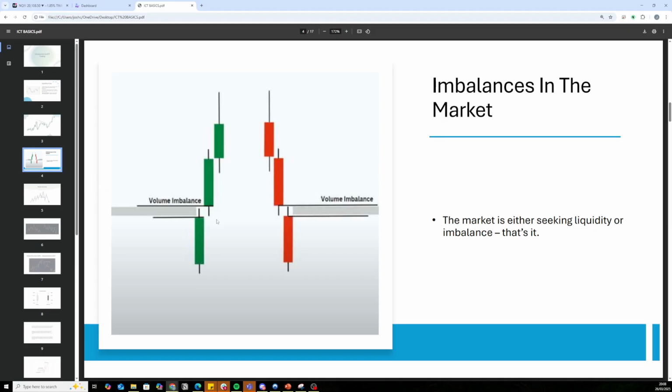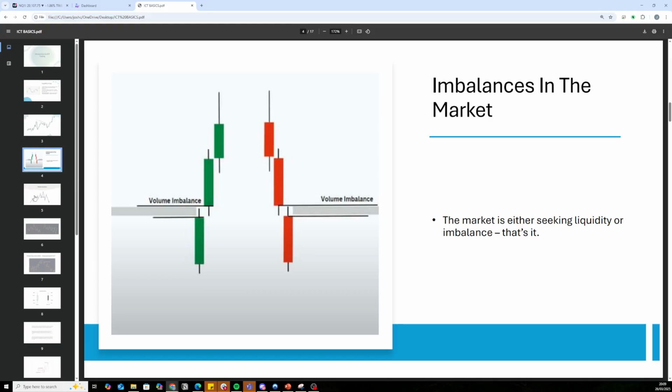Now, imbalance, as I say, is an imbalance in the market. So an indifference between buyers and sellers. That means there's more buyers than sellers in the market, so the market is imbalanced, okay? And we'll come into how you can spot that in a moment. So price, just to recap, is either seeking liquidity or it's seeking imbalance. That's it. Those are the only two reasons the market moves from this perspective, okay?